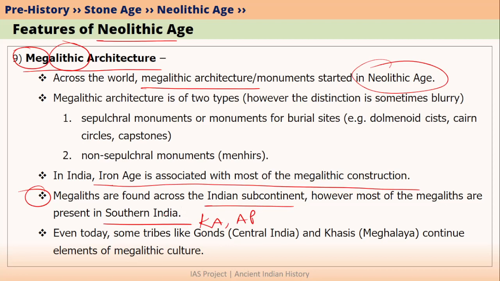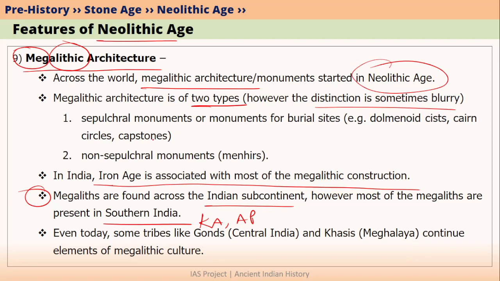So if there is a prelims question where there is one statement like megalithic architecture is only found in southern India, then that would be false, because megalithic architecture is found everywhere within India. However, most of the megalithic construction is in South India. If we look at the type of megalithic architecture, there are generally two types of megalithic architecture. Although sometimes the distinction is not clear. One type of megalithic architecture has been built, but it has been used for a second purpose. So please take this with a grain of salt.